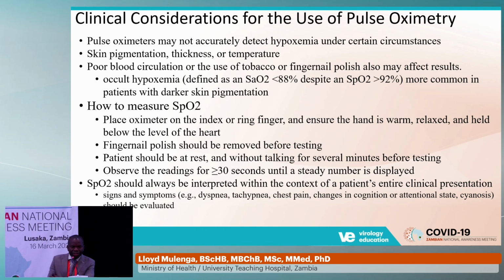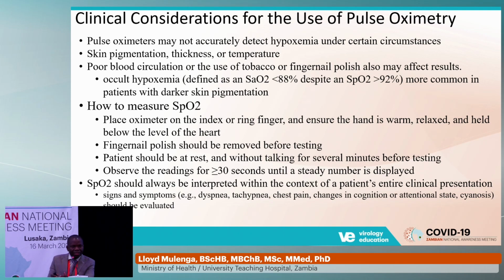So what is more important, even as we get the oxygen saturation using the pulse oximeters, is to marry it with the symptoms with which the patient has presented, and also the signs. If someone has dyspnea, is tachypneic, has chest pain, has mental disturbances, or is cyanosed, those are factors that should be considered, even if someone has high oxygen saturation levels. So it's important to marry this with the clinical presentation of the patient.